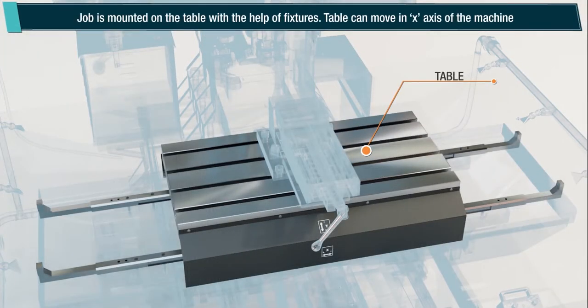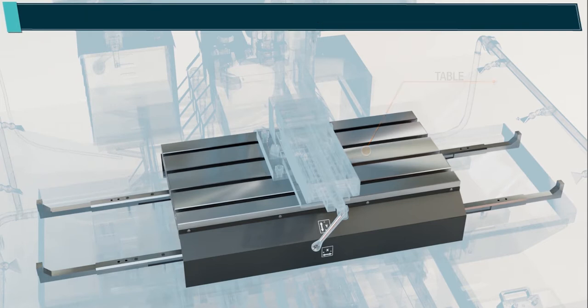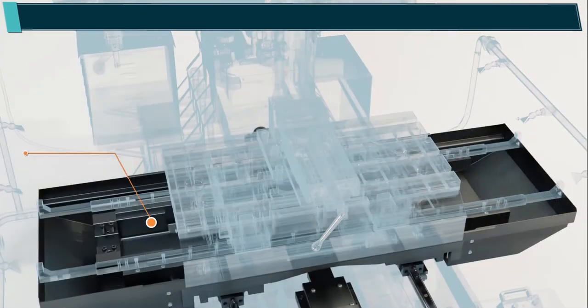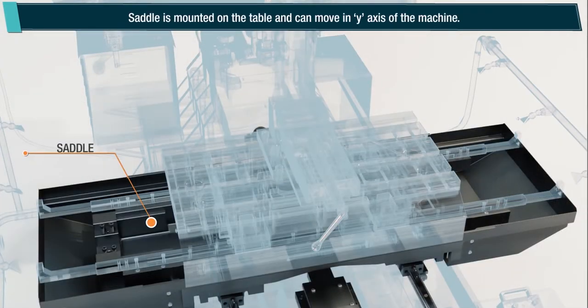Table. Job is mounted on the table with the help of fixtures. Table can move in X axis of the machine. Saddle. Saddle is mounted on the table and can move in Y axis of the machine. It supports the table and the table drive mechanism.